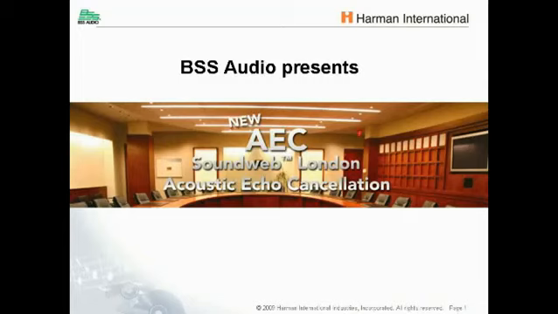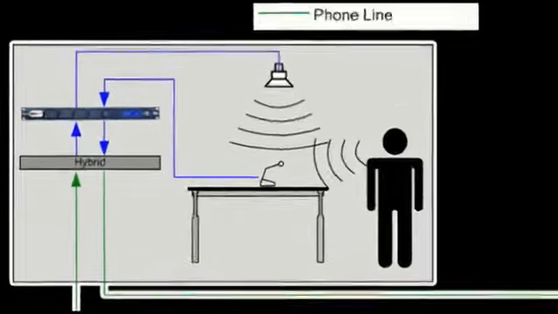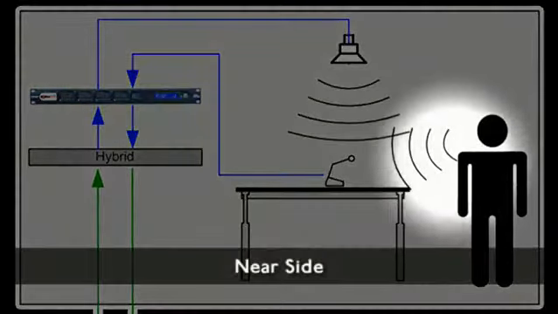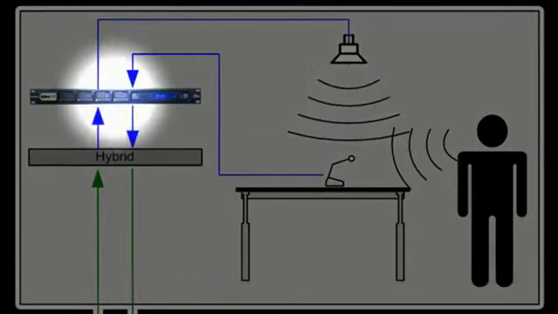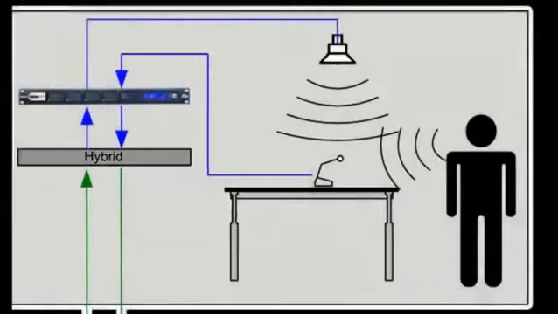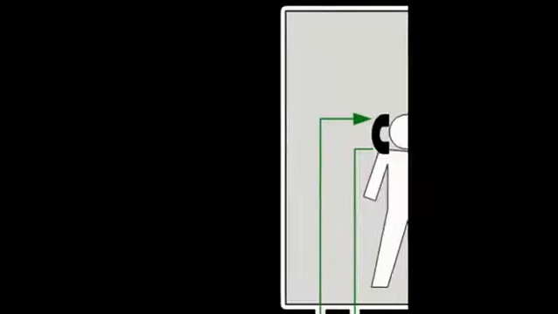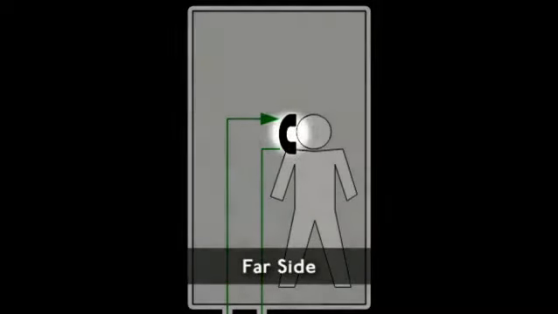But before listening to the performance of the card, let's quickly review the components of a conference call and why AEC is needed in the first place. A basic conference call consists of the near side and the far side. In its simplest form, the near side consists of a near side talker, a microphone, a loudspeaker, a SoundWeb London device with an AEC card installed, and a telephone hybrid. In its simplest form, the far side consists of just the far side talker and a phone.